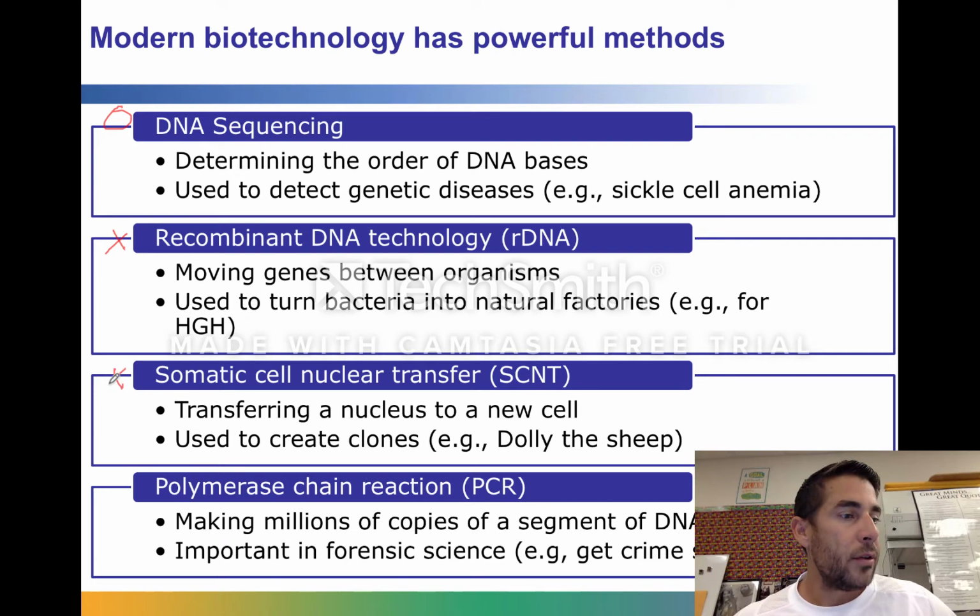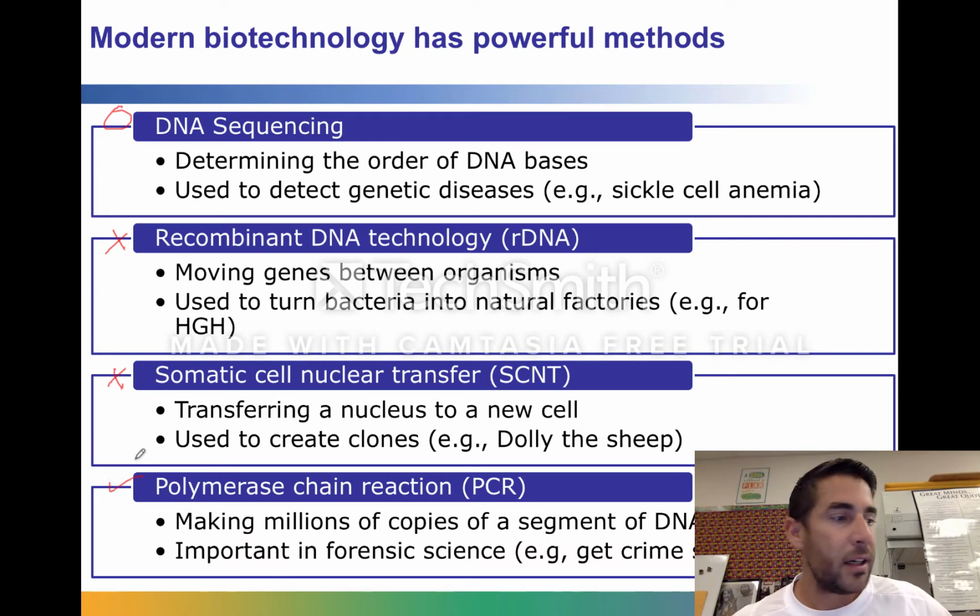Somatic cell nuclear transfer is a method for replacing the nucleus of one cell with a nucleus from another. Since the nucleus contains all the DNA, this will produce an identical copy of the first cell, so it is a cloning method. This is used in animal cloning, such as Dolly the sheep, the first cloned mammal.